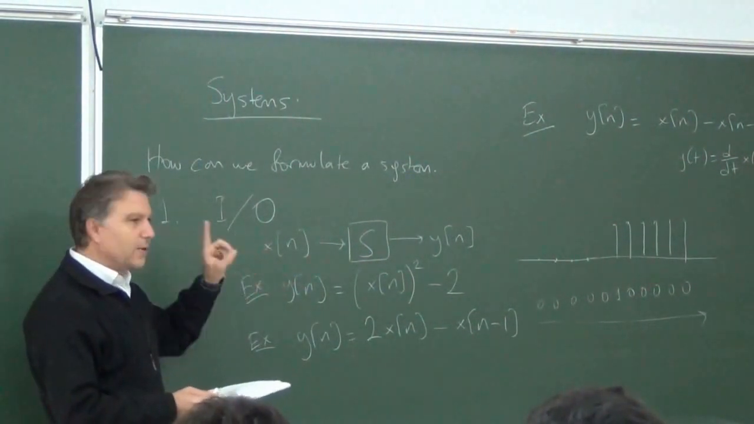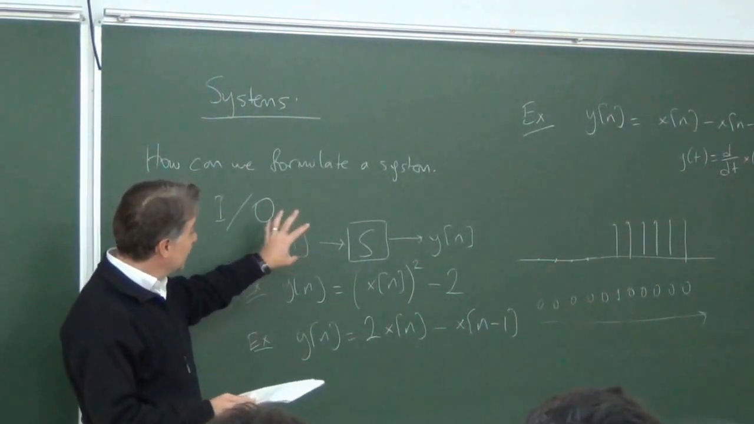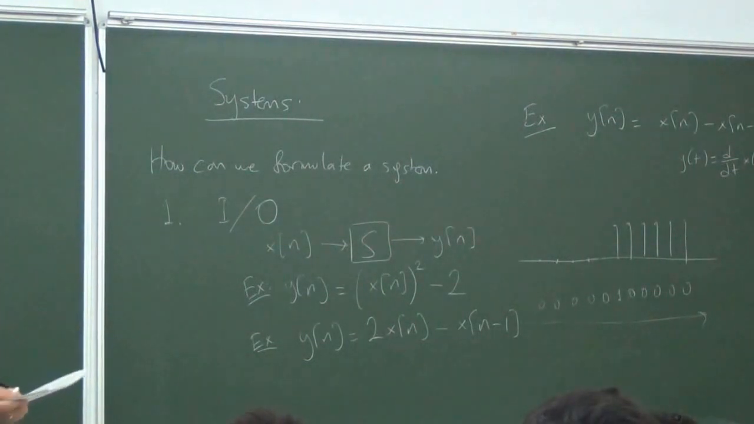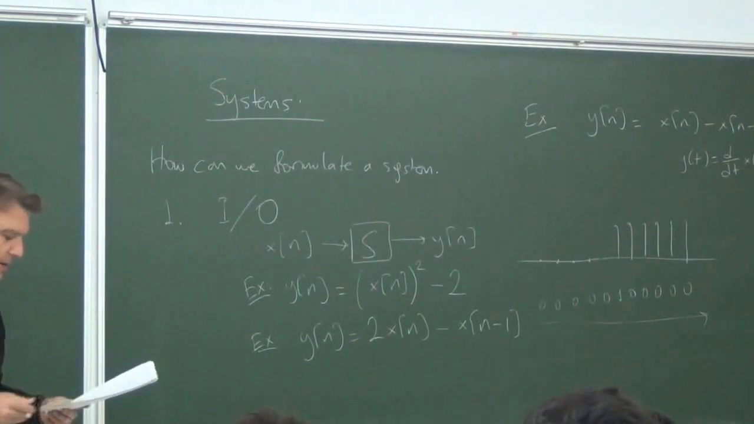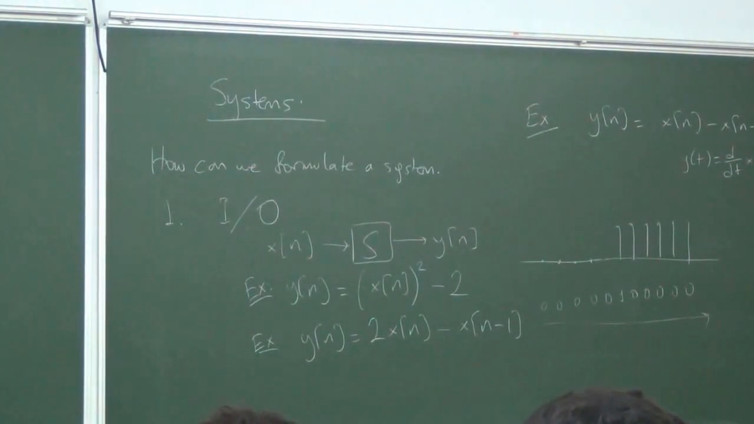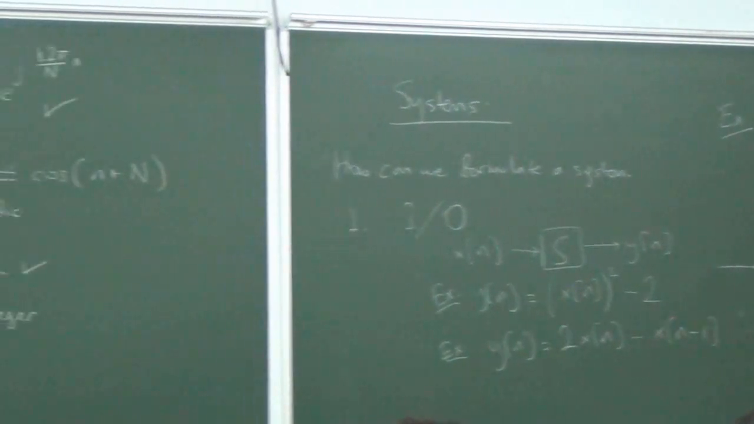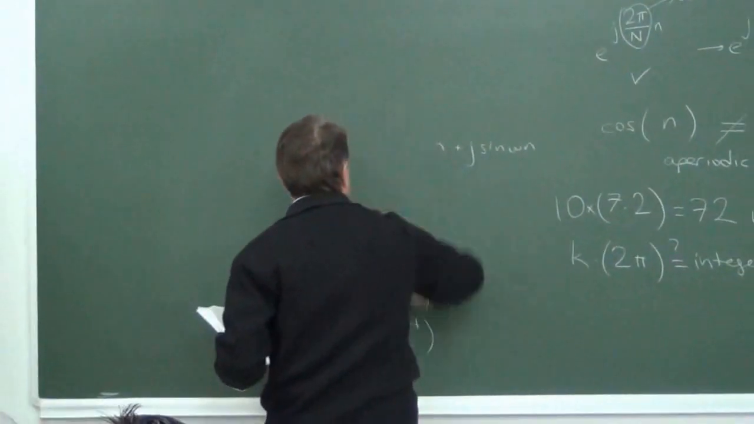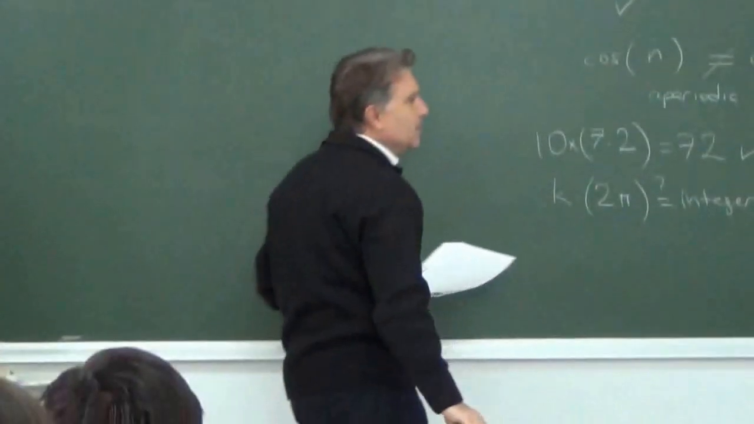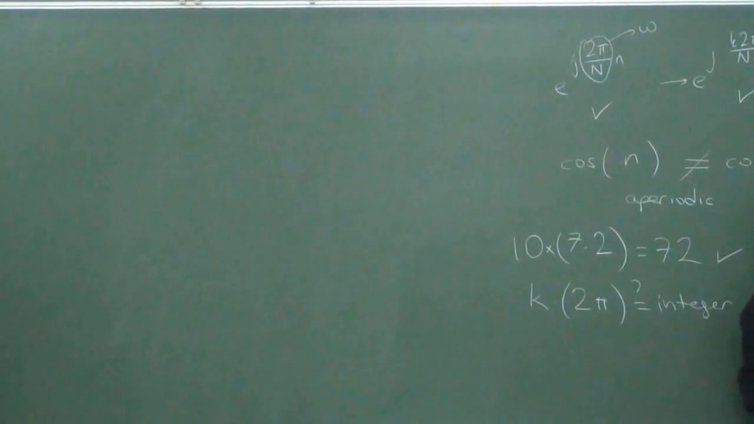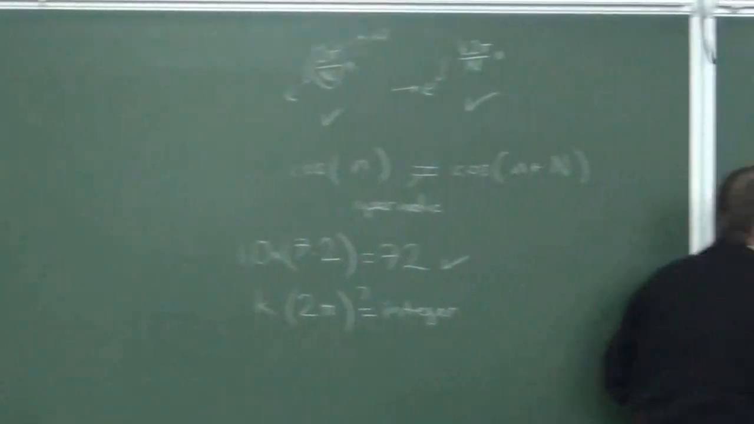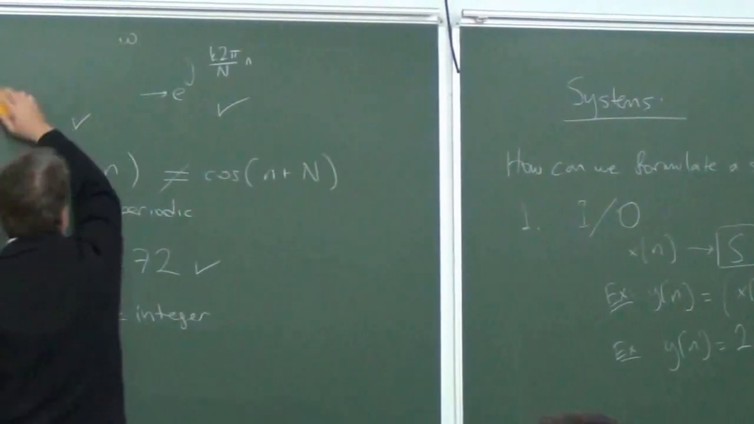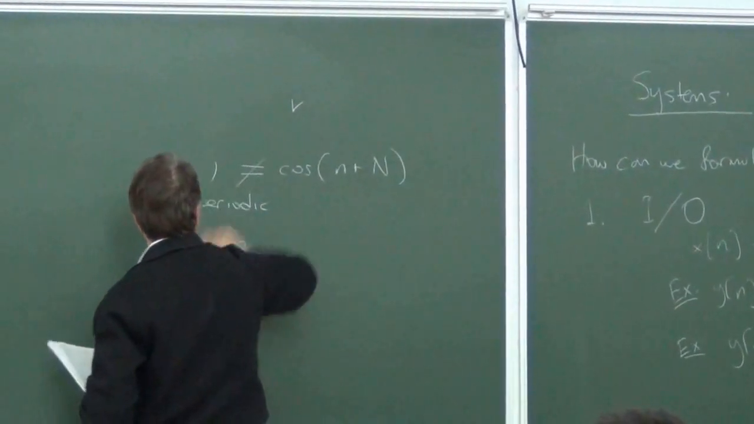It's not for a single input, a single output. Usually systems are not expressed like that mathematically. We have a nice input-output representation formulation in continuous time as well. In discrete time, I gave you this example, 2xn minus xn minus 1, or xn minus xn minus 1. And I said that it's the first difference.